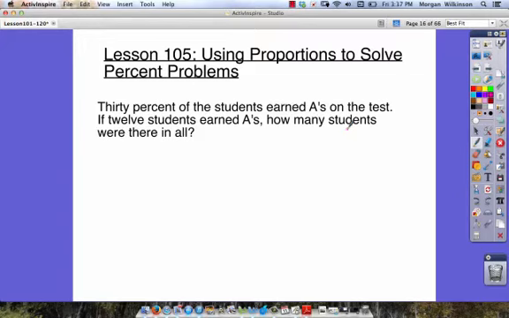Lesson number 105 is about using proportions to solve percent problems. And our first question says 30% of the students earned A's on the test. If 12 students earned A's, how many students were there in all?